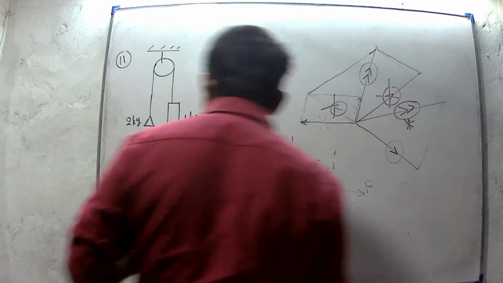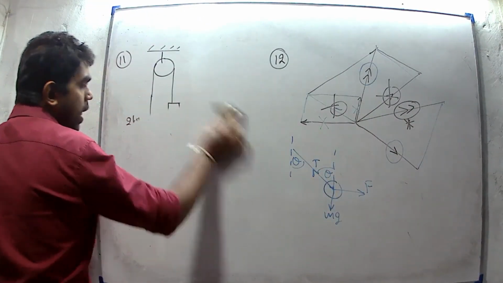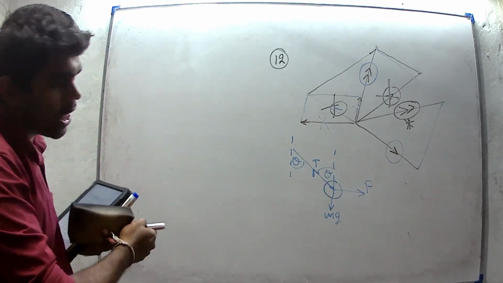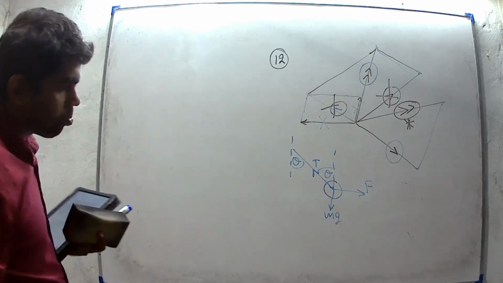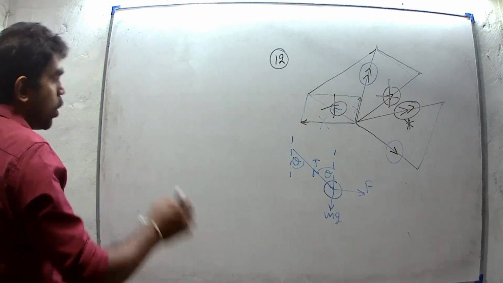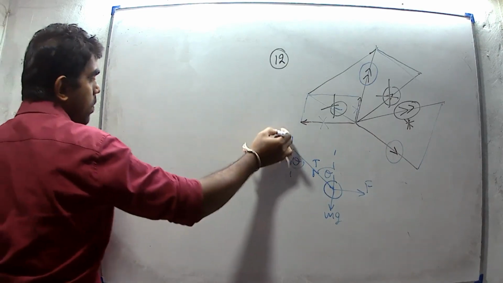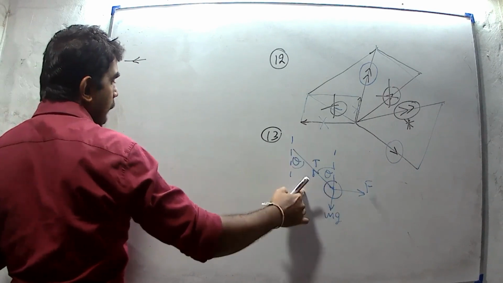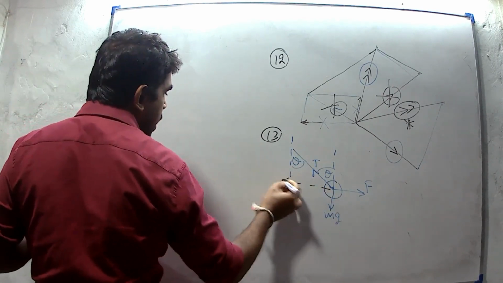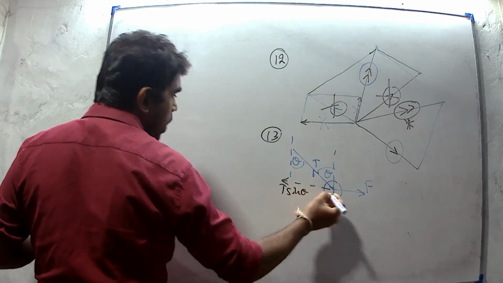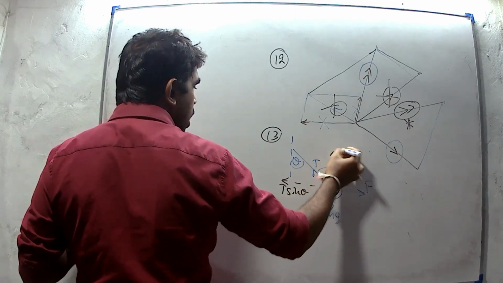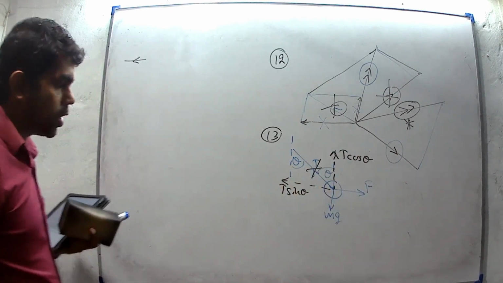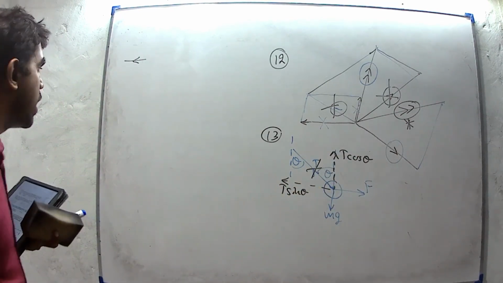We can consider horizontal and vertical equilibrium of the object. First I will consider horizontal equilibrium. The component in this direction is T sin theta, and in this direction, T cos theta. Now we can remove T and consider only components. Then I will consider horizontal equilibrium.